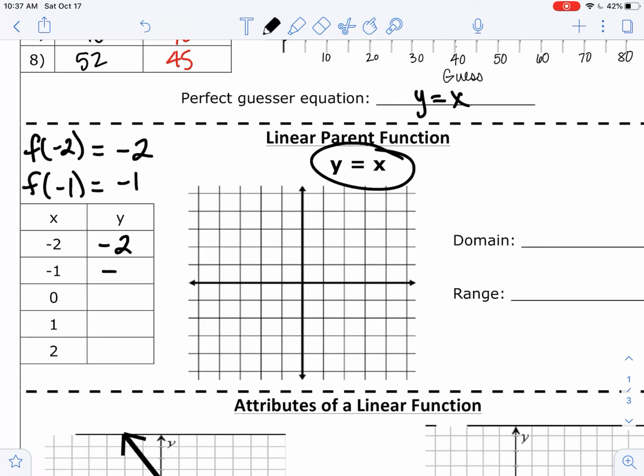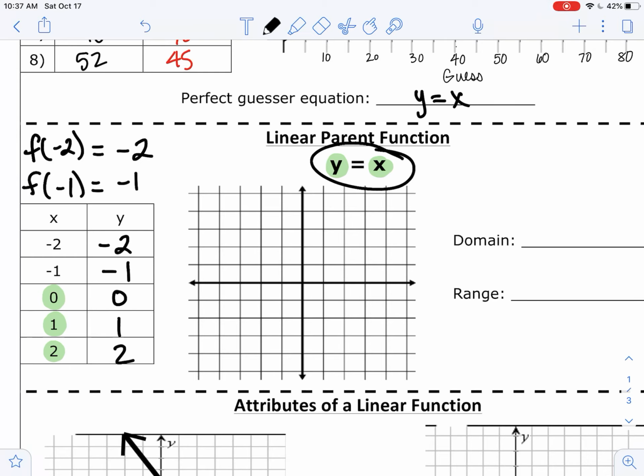And again, you can graph this in your calculator, and it'll also show you that too. Because remember, your guess age is the same as your actual age. So if my guess age is 0 and I'm a perfect guesser, then my actual age is going to be 0. If my guess age is 1 and I'm a perfect guesser, then my actual age is also going to be 1. And same thing for this last one. If my guess age is 2, then my actual age must also be 2.